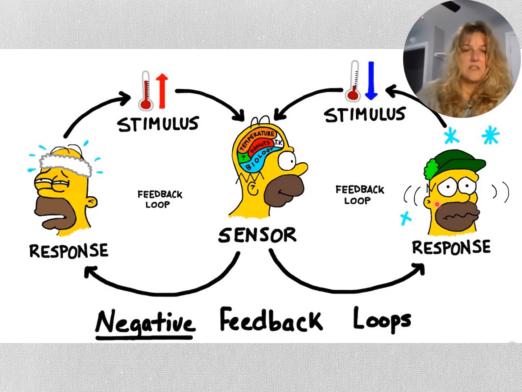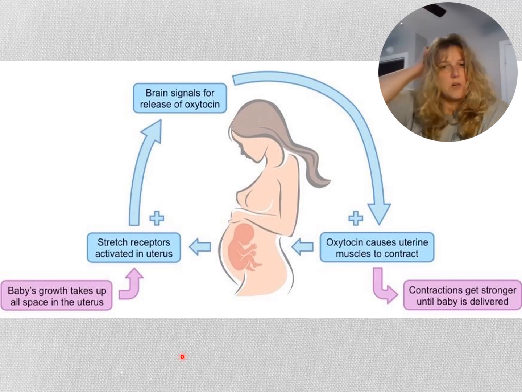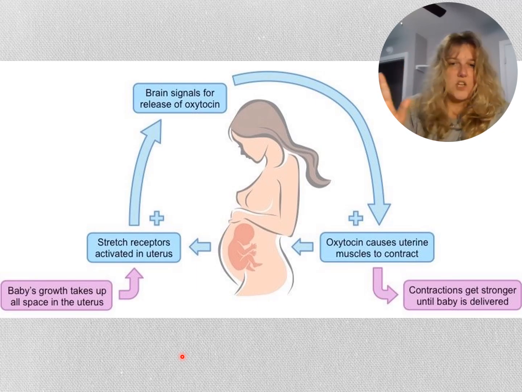On the flip side, you have what's referred to as a positive feedback. The best and most relatable example that you'll ever see in paramedic education is the concept of labor and delivery. As the baby gets to the point where they're taking up too much space, you have these stretch receptors that are triggered. That goes to the brain and tells the brain to release oxytocin. That oxytocin will start the contraction of the uterus.